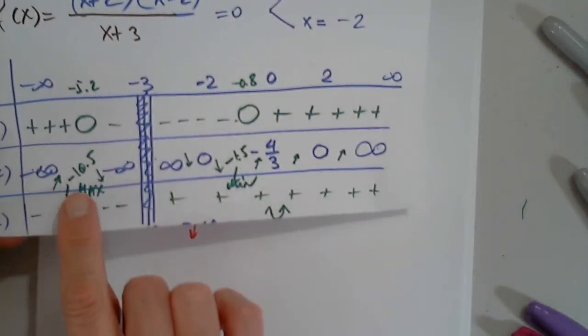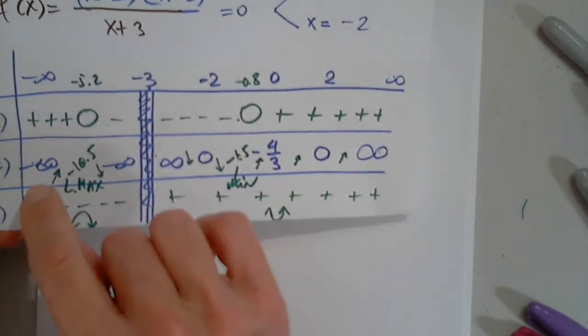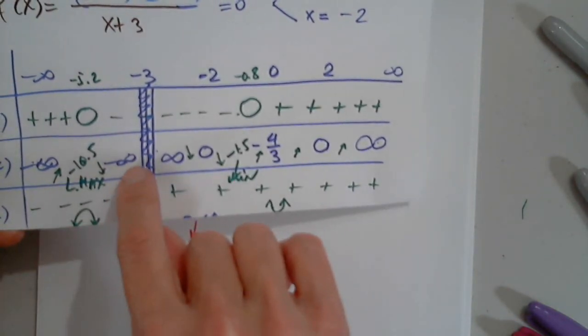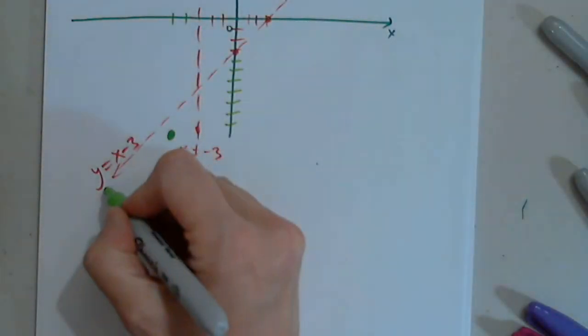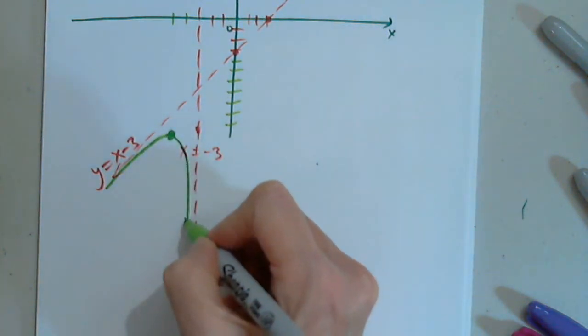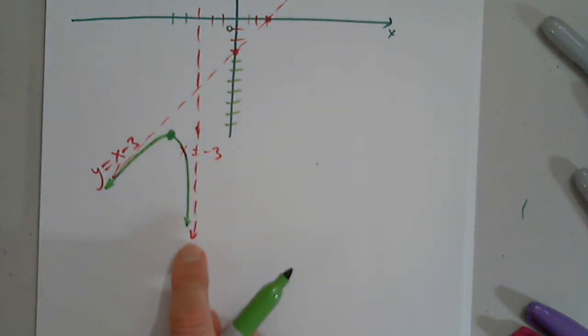Okay, so I can already graph this piece. It's coming from the slant asymptote, going to a maximum, coming back to the vertical asymptote. No problem. From the slant asymptote to a maximum, approaching the other asymptote.